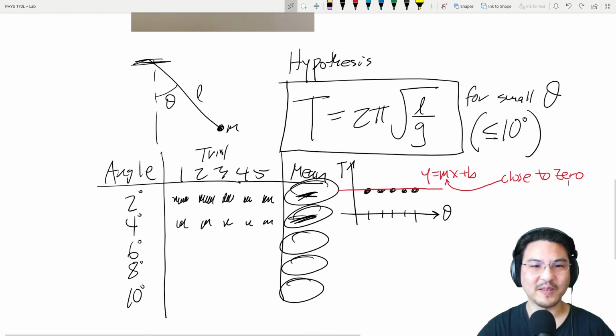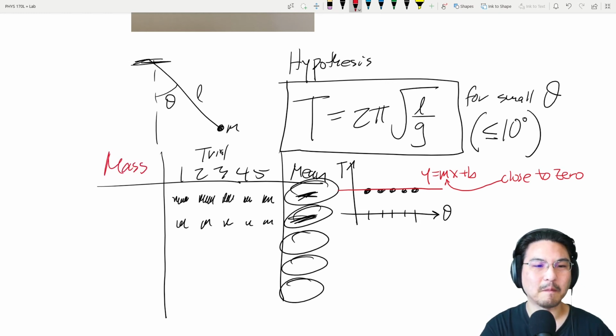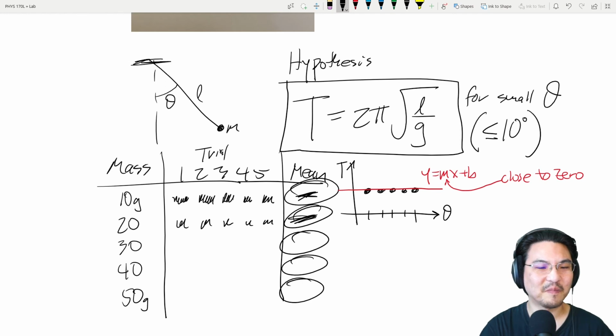Okay, and now let's talk about the mass. So let's adjust the mass, and then that'll be it for this week. We'll do the length next week. Okay, so for mass, I'm just going to recycle this table. So I did nickels, right? So I did 2 nickels, that would be 10 grams. And then I did 4 nickels, 6, 8, 10 nickels. And I mean, you can use whatever you have around the house.